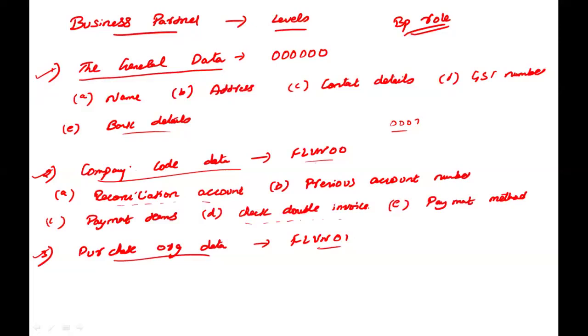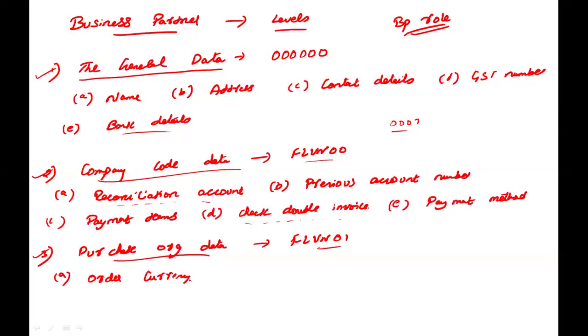Now coming to the purchase organization data. Purchase organization data is completely related to purchasing. How are we going to purchase the material and in which currency are we going to purchase, all those things? The first thing in the purchase organization data, which is important, is the currency. Vendor currency, or I can say order currency.